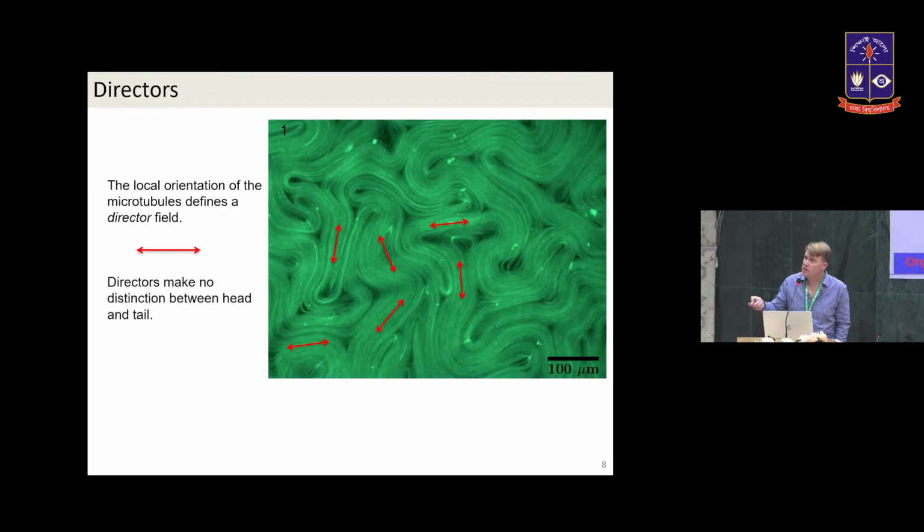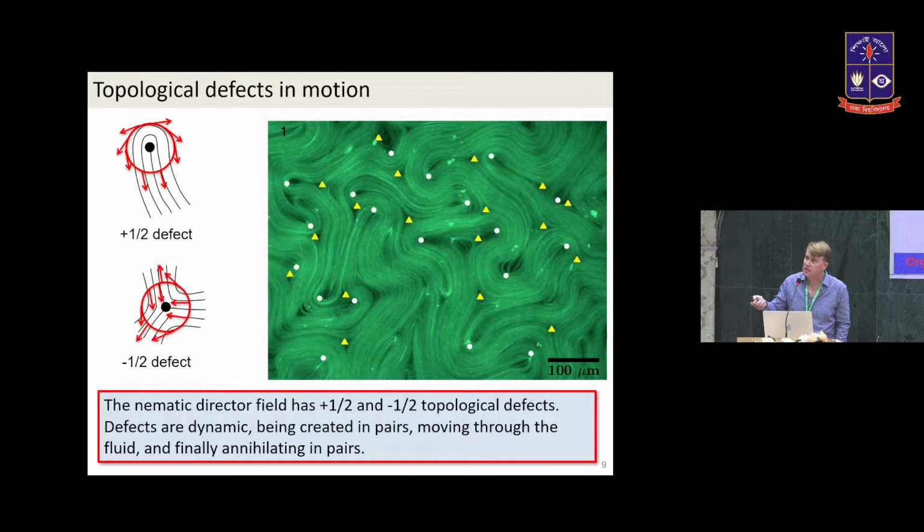And these topological charges come in two flavors here. What's called a +1/2 defect and a -1/2 defect. The +1/2 defect has the geometry of this kind of hairpin turn. The -1/2 defect has this sort of threefold geometry.